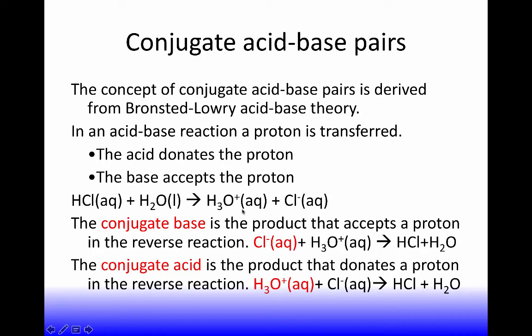Conjugate acid is which one of these on the product side acts as an acid in the reverse reaction. So if we take a look for the conjugate acid, we write the reverse reaction, which one of these two is donating a proton, donating a hydrogen? Well, it can't be this one. It doesn't even have a hydrogen. It's the hydronium ion, which is giving a hydrogen to Cl minus to make HCl and water. So acid, base, conjugate acid, conjugate base.